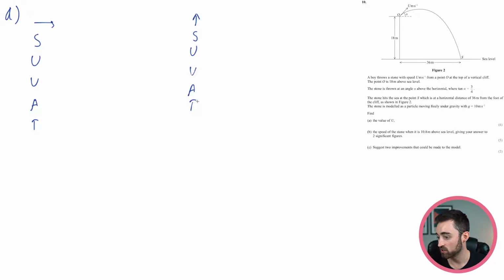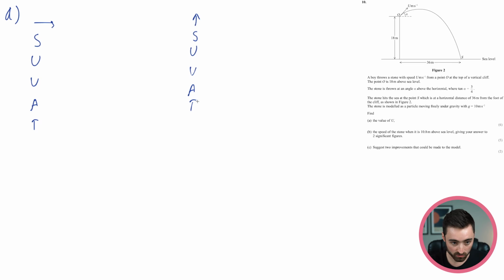So I think it's probably going to be the whole motion. And the reason why is because we have information to do with that. We know that it hits the sea 36 meters away. And we also know that vertical distance. So I think if we do suvat on the whole thing, we're going to be good here.